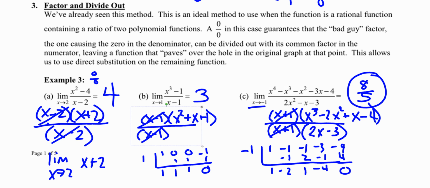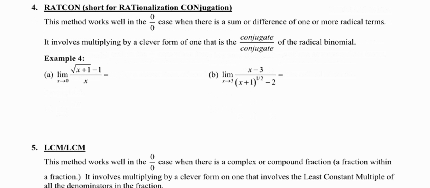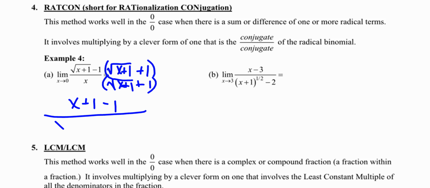So we have 3 methods so far. Our next one is RACCON, short for rationalization conjugation. Okay, either of those will work here. If we try direct substitution, we get 0 over 0. Well, we can't factor it like last time, so we have to do something else. And one thing that we can do is multiply by the conjugate, square root of x plus 1, plus 1. Okay, remember you need to do it to the top and the bottom, because now we're just multiplying by 1, we're not changing anything. Multiply that out, you get x plus 1 minus 1 over x times the quantity square root of x plus 1 plus 1.